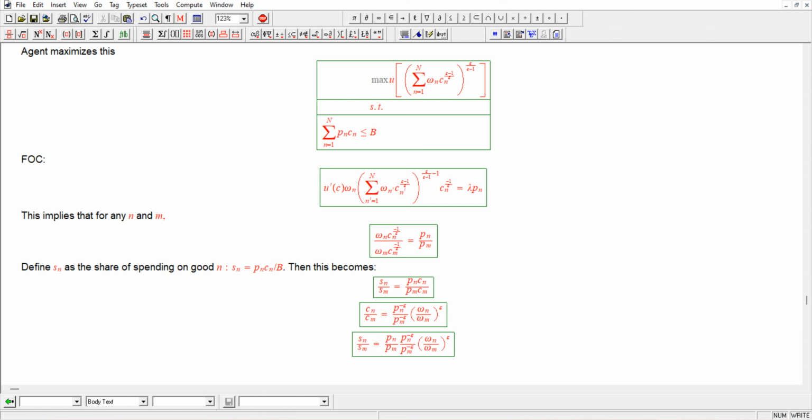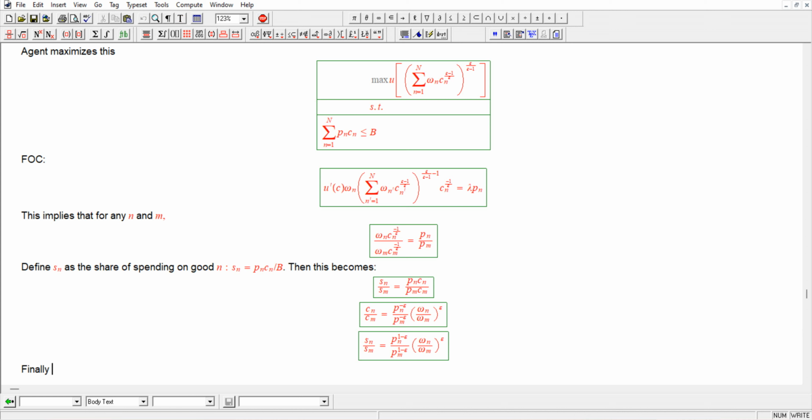And what do I get? Well, I can put these together. And I end up with this expression for the shares. So the shares depend on the weights and on the relative prices.